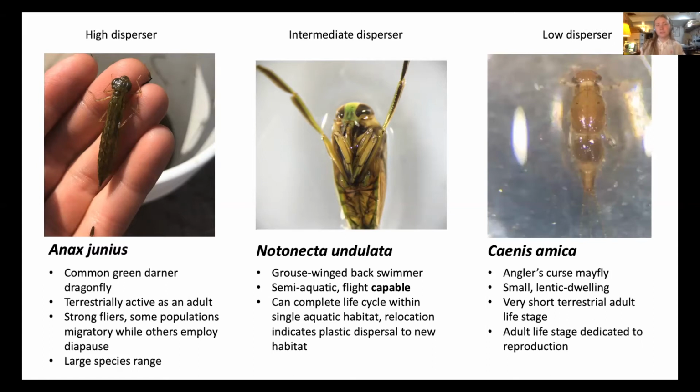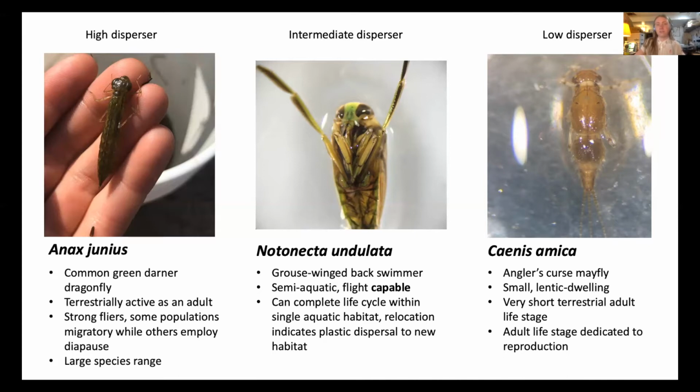Lastly, for our low disperser, we chose Sinus amica, otherwise known as the angler's curse mayfly. This is a very small lentic-dwelling mayfly with a very short terrestrial adult life stage of around 14 hours. And this 14-hour adult life stage is almost entirely dedicated to reproduction. So this doesn't leave a whole lot of time for this insect to disperse across the landscape if a habitat becomes temporarily unviable.